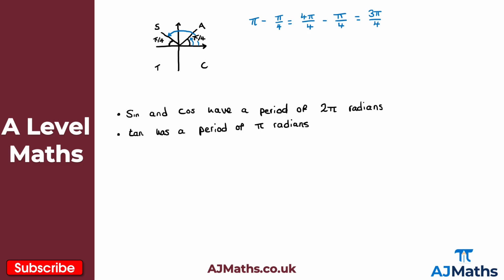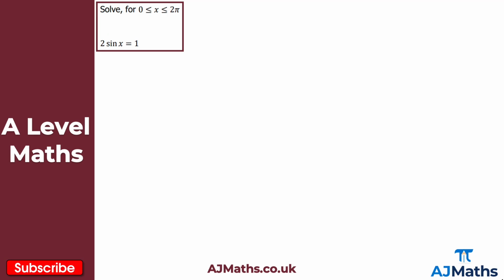So what we're going to do now is take a look at a few practice questions for solving trig equations in radians. Starting off with question 1, where we have a nice easy trigonometric equation to begin with. Question 1 says solve for x being between 0 and 2 pi, 2 sine x equals 1. To begin with, let me write down the original trigonometric equation. So we have 2 sine x equals 1.